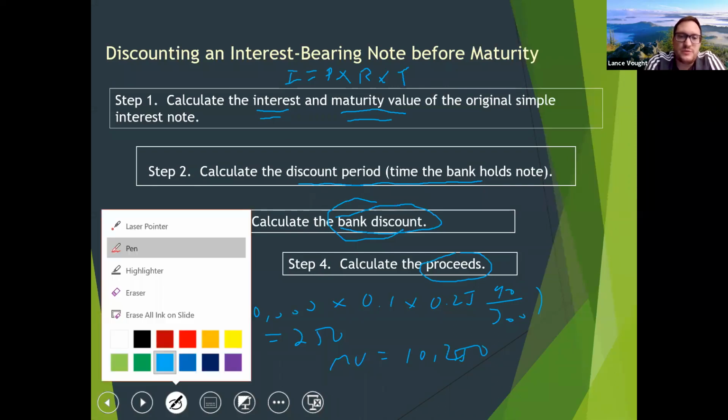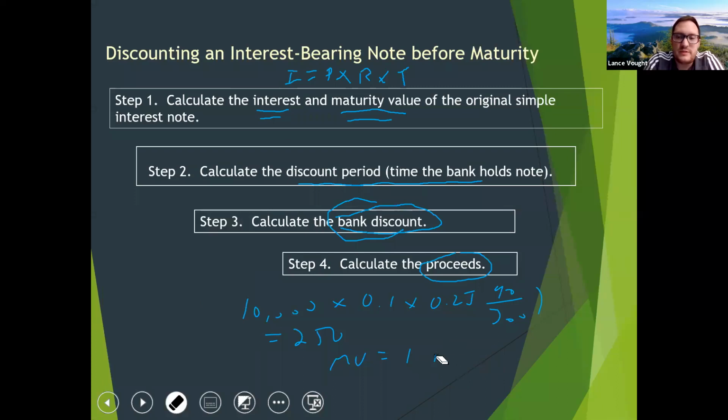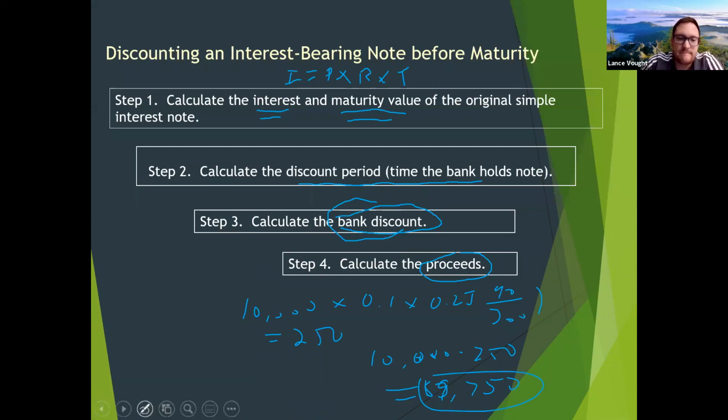If you want to do the simple discount, then you would already have calculated the 250, so then you subtract that from the amount that you're paying back, and you're left with $9,750. So any questions about that?